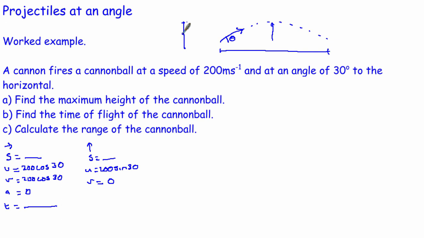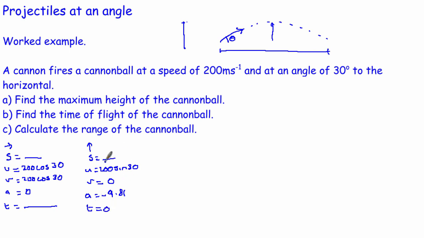Its final velocity when it gets to the top is going to be equal to 0, because just as it gets to the top, it slows down, it becomes 0, and then it starts moving again. So that's 0 meters per second. Acceleration, the same as always, is minus 9.81 meters per second squared, and the time again is something I don't know.